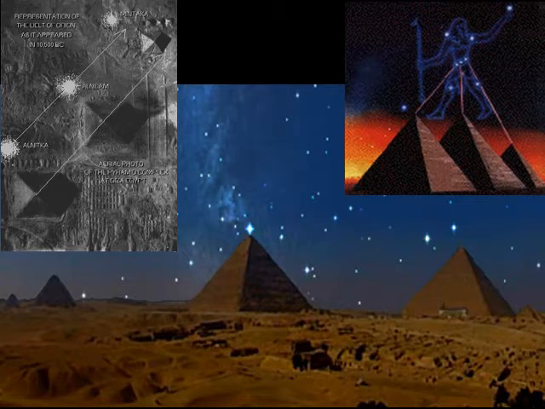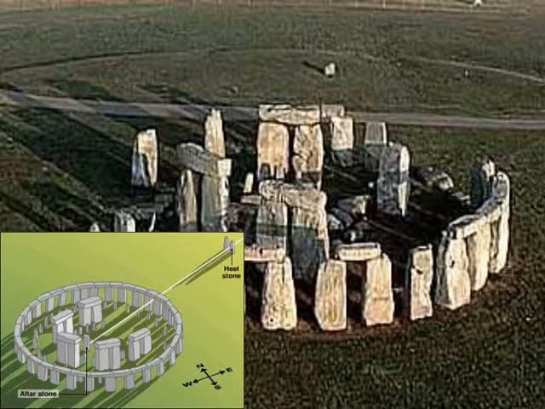Here is a shot of the Great Pyramids. The Great Pyramids are actually lined up to line up with the stars in Orion's belt. This is a picture of Stonehenge. Stonehenge is actually basically a giant calendar. The sun would line up with different stones at different times of the year, and this would help them to know when they should plant their crops. It would let them know when high tides and low tides would happen. It would let them know when the days were getting longer and shorter, things like that.